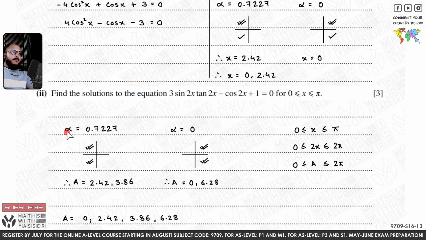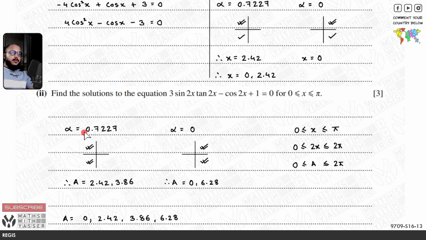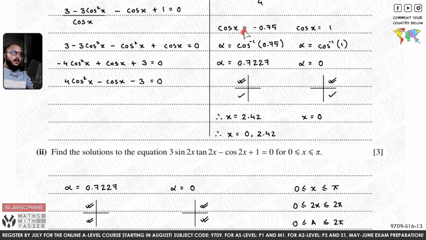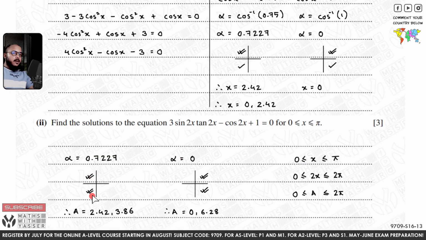We have previously found the basic angles. So it will be the same for this as well. So 0.7227, but now we will be taking, since cos was negative, the value for cos inverse of negative 0.75 lies in the second and third quadrant, and we have to take both of these now because the limit has changed to 2 pi. That means we can take these two values.